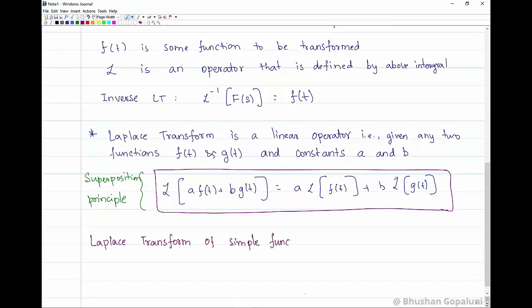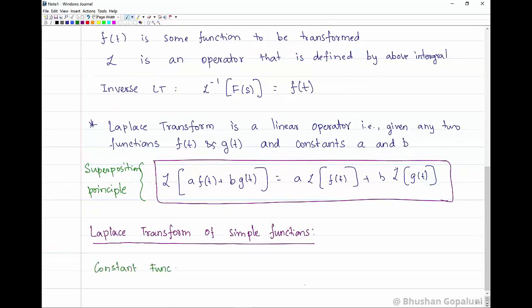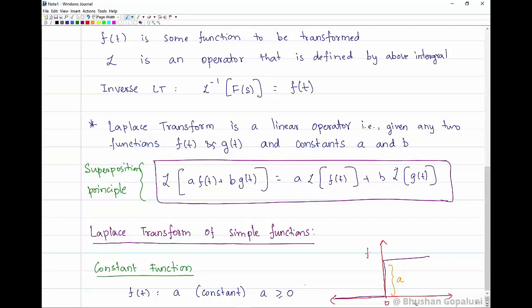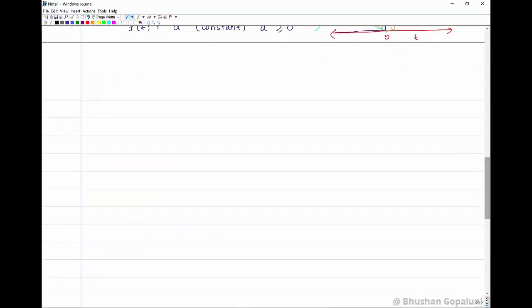Now, in order to move ahead, let's first derive Laplace transforms of certain important but simple functions. Let's start with a constant function. A constant function is a function whose value is constant. In this case, I'm assuming it to be a at all values of positive times. Let's also assume that a is greater than or equal to 0. In this case, the function itself can be shown as shown here. It does not matter what the function value is for negative times, because the Laplace transform, by definition, is an integral between 0 and infinity and is only defined for positive values of time.